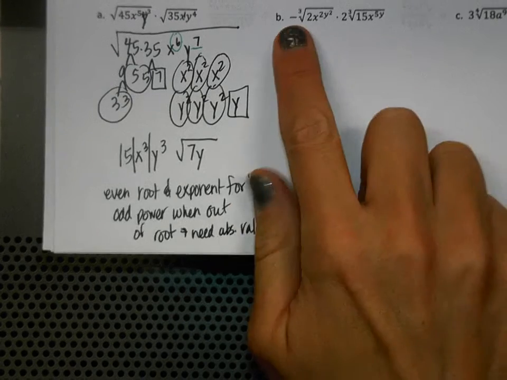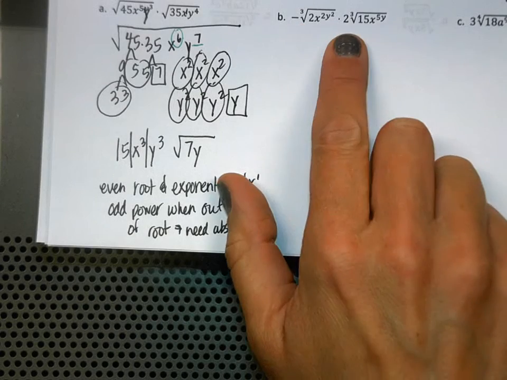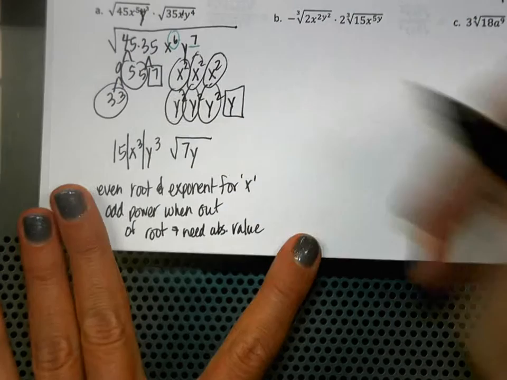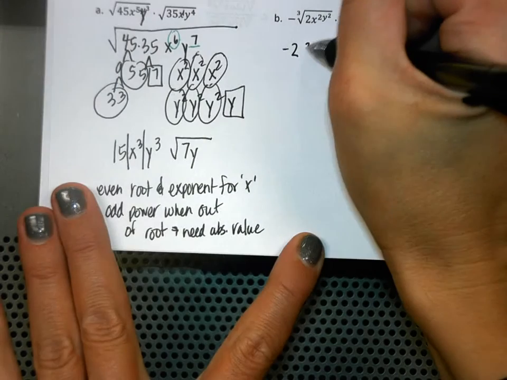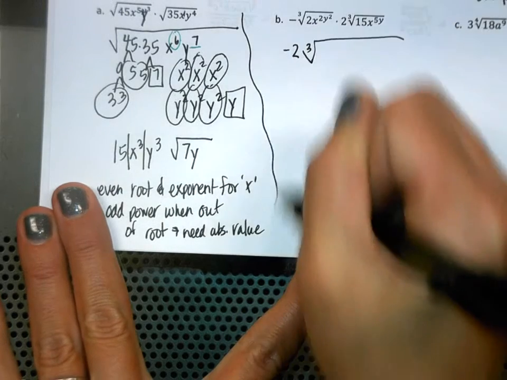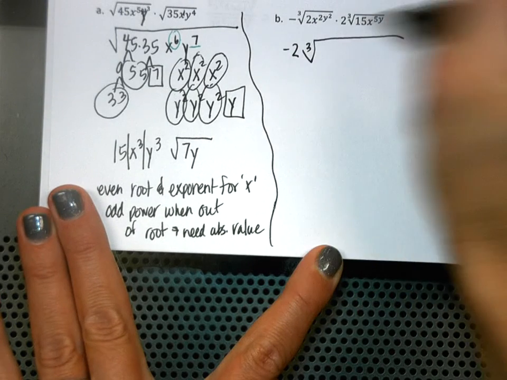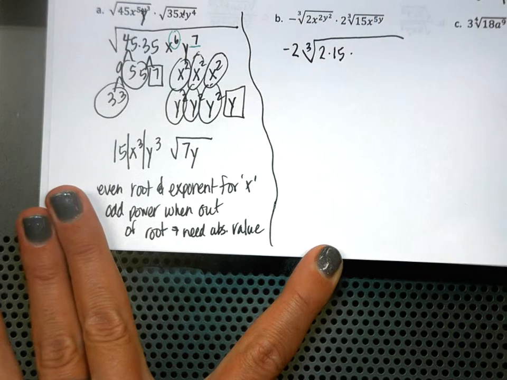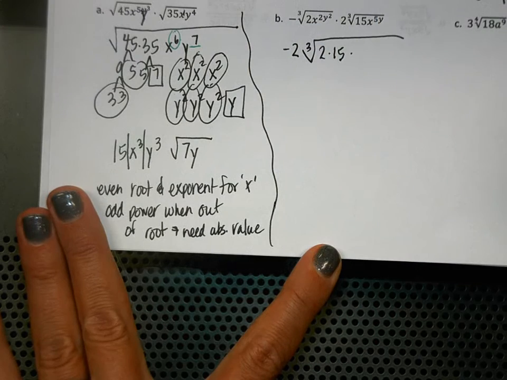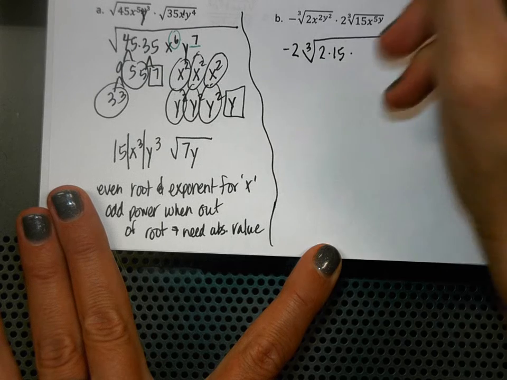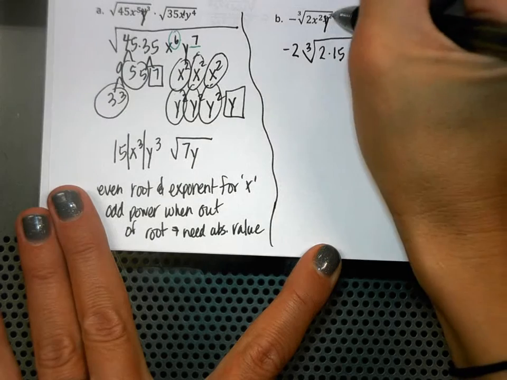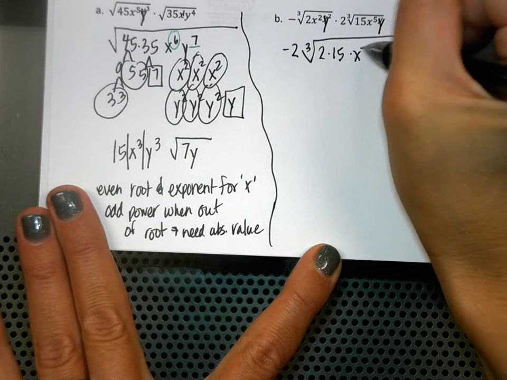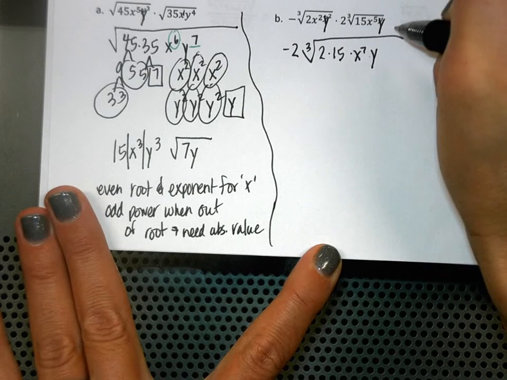Now notice here, this has a negative on the outside and a 2 on the outside. So when I multiply those together, I end up with what? So -2 cubed root of, and then we have 2 times 15 times, and then it's x to what power? 7th, and these are supposed to be like a regular y squared, and this is a regular y. So we have x to the 7th, and then y to the 3rd.